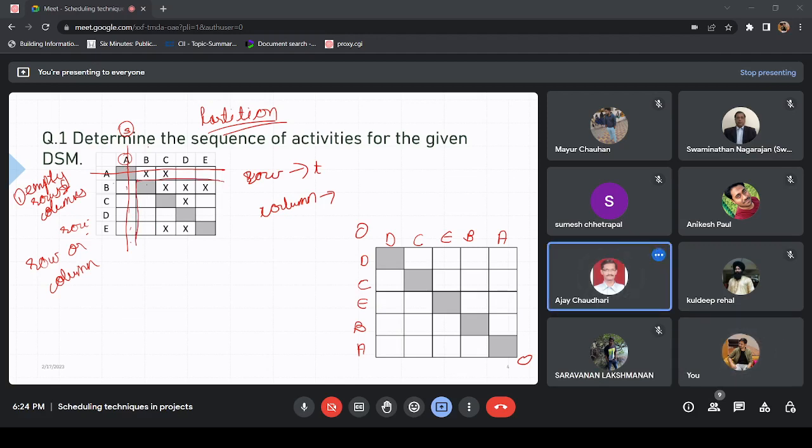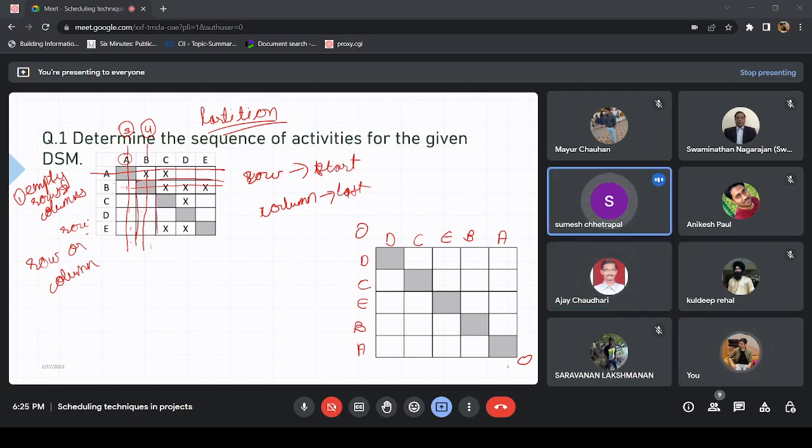So if you just come to this block, now you can say that, again looking for empty column, B is an empty column. So B becomes your fourth activity. I mean empty column, so put it last, and empty row put at start.